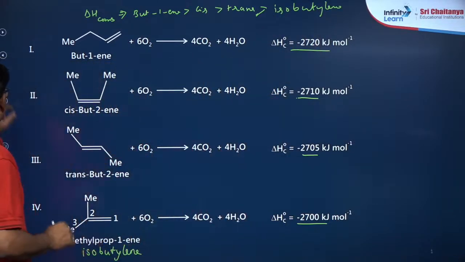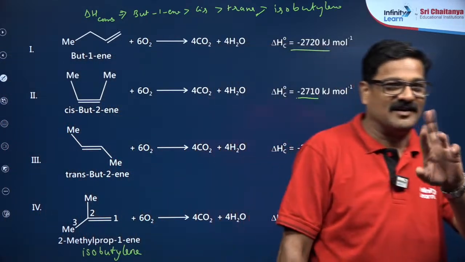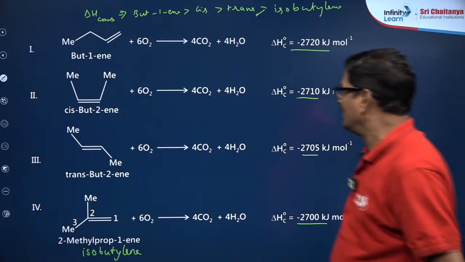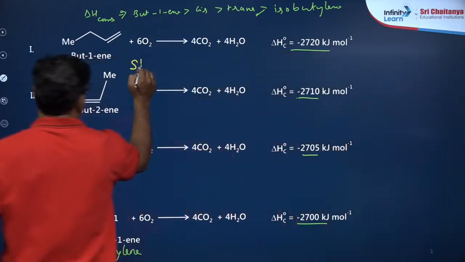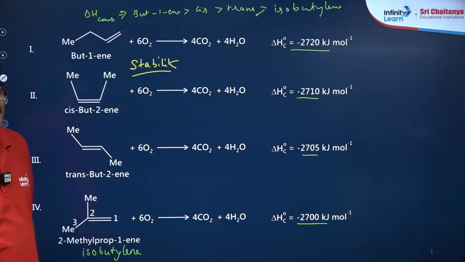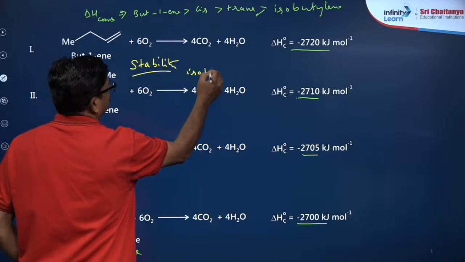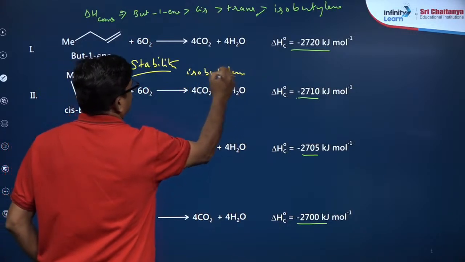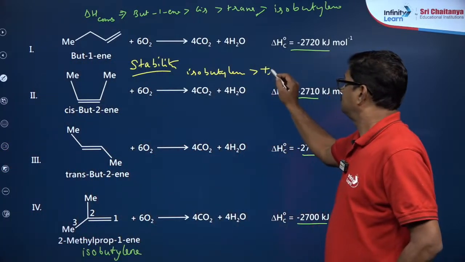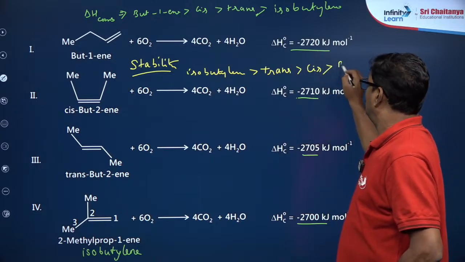Now let us talk about the stability. Somebody tell me, Ishita, you tell me the order. Say it in reverse, write the reverse order in the chat box. Stability order. Yes. Now that is isobutylene is more than trans-butene and more than cis-butene and but-1-ene.